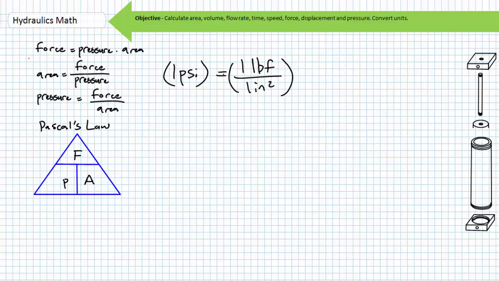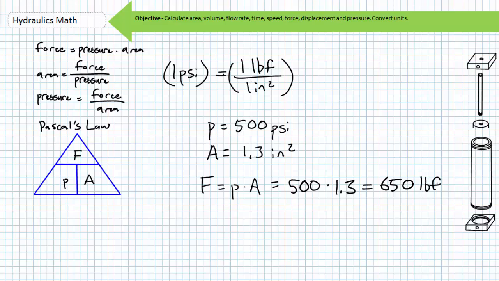It makes sense. Using U.S. customary units, nothing could be simpler. If a pressure of 500 pounds per square inch is applied to an area of 1.3 square inches, this means 650 pounds force is being exerted. Too easy. The units of area, square inches, directly cancel out.